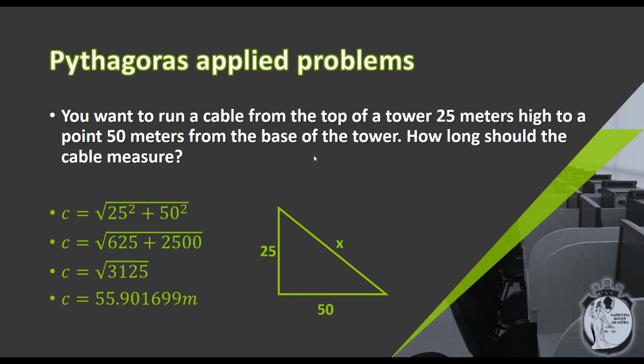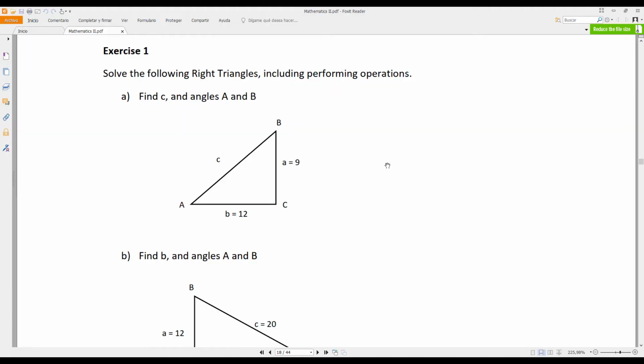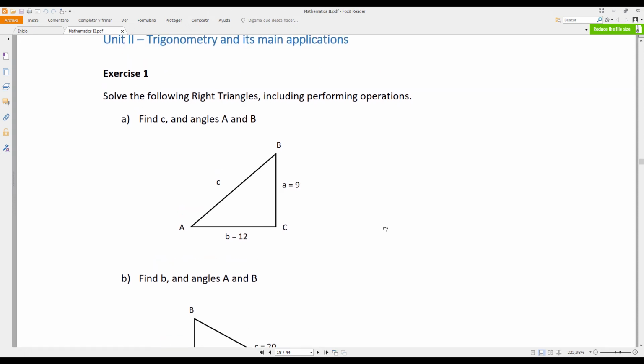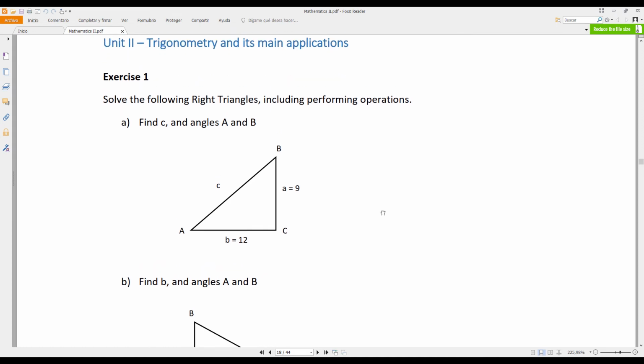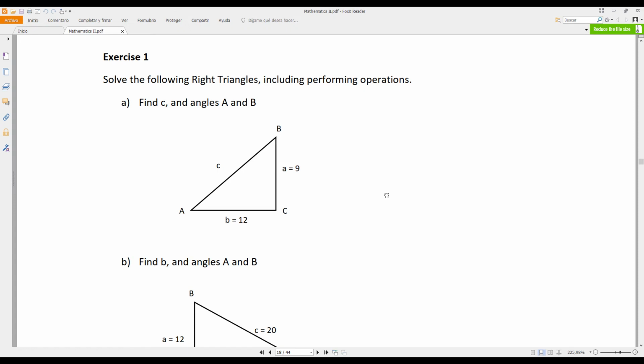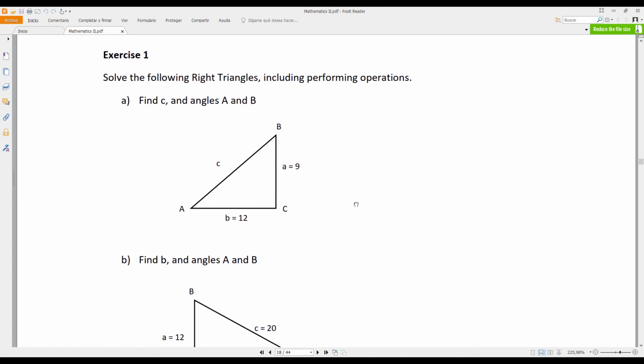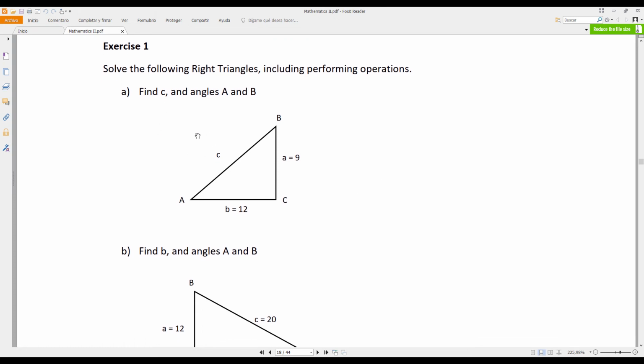Okay, this is all about the theory. What exercise will you do? You will do exercise number 1 of unit number 2. Why unit number 2 if we are in unit number 1? Because you can use those triangles for both units. So you will not calculate the angles yet. You will only find the sides.